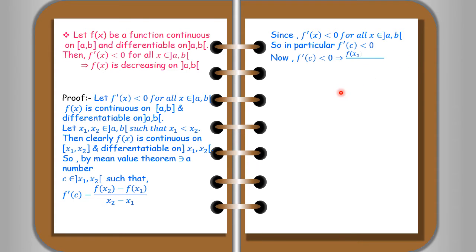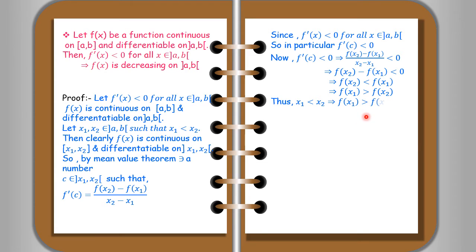So if f dash c is less than 0, what I can conclude from this is that f of x2 minus f of x1 by x2 minus x1, that is the value of f dash c, is less than 0. From here if we simplify it, we will find that f of x2 is less than f of x1, that is the functional value is decreasing as the value of x is increasing. So it will follow the definition of a decreasing function. So the function is decreasing here.